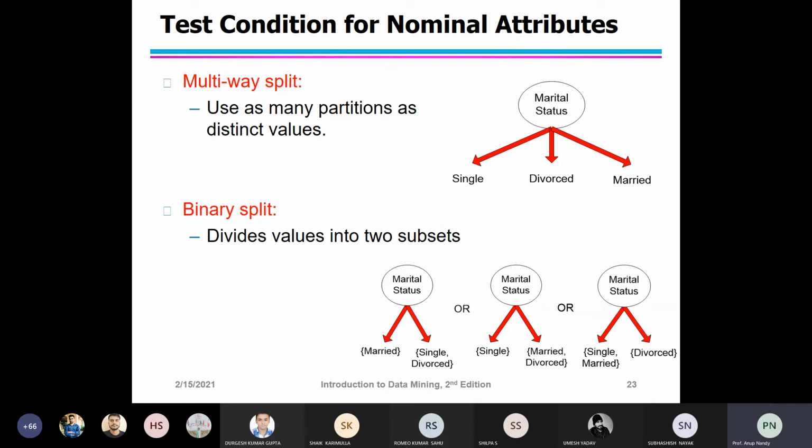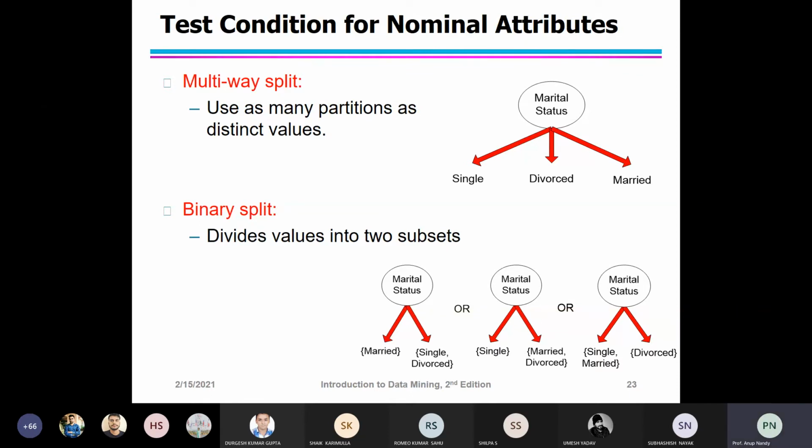On the other hand, some decision tree algorithms, like CART, which we will discuss later, the classification and regression tree, produce only binary splits. It divides the values into two subsets, for example married versus single or divorced. In CART, considering that, you will have 2 to the power k minus 1 ways of creating binary partitions of k attribute values.